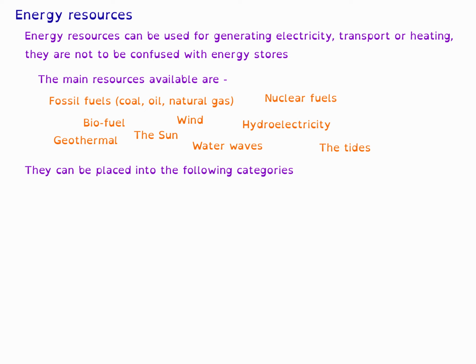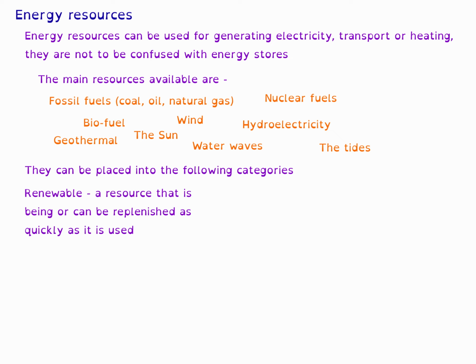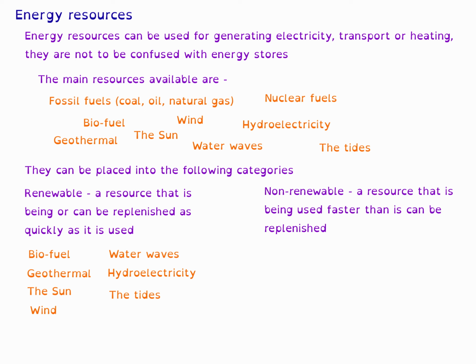They can be placed into the following categories. There is renewable. This is a resource that is being or can be replenished as quickly as it is used. And non-renewable. This is a resource that is being used faster than it can be replenished.